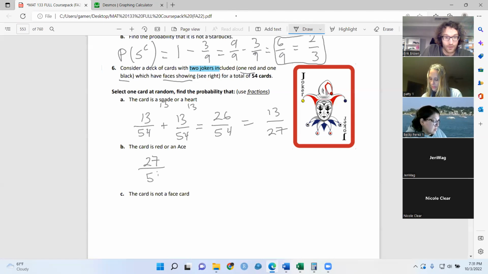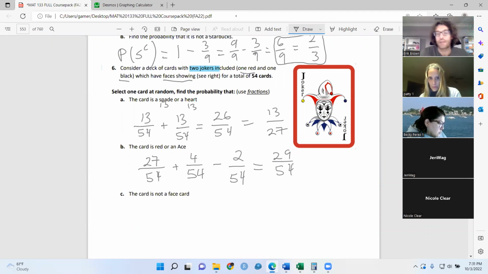How many aces are there? 4. Now, how many red aces are there? 2. Okay, so we counted 2 of those aces here, and we counted those 2 aces again here. So I have to subtract that overlap. So that's 29/54, and that's as simple as that fraction will go.